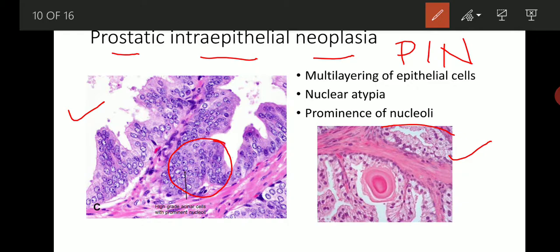The nuclei start showing atypia. If you compare the nuclei in this picture and in this picture, we will realize that the nuclei here are enlarged and they show prominence of nucleoli. That's the hallmark of PIN, prominence of nucleoli. And these glands usually do not have the corpora amylaceae, or concentrated lamellated secretions, that you see in normal prostatic glands. You see corpora amylaceae also in benign prostatic hyperplasia, but you don't see them in prostatic intraepithelial neoplasia or cancers.